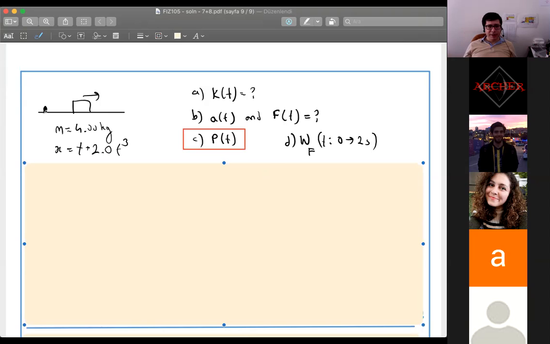So, this object, its mass is 4 kilogram, and here we are given its position as a function of time. See, t plus 2t cube. This is interesting, t cube. So, this is the kind of motion in which acceleration isn't constant. Even acceleration is changing, okay? Because in motion with constant acceleration, that should be t square, right? You differentiate this twice with respect to time, then you will get acceleration.